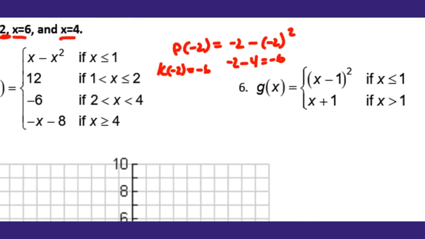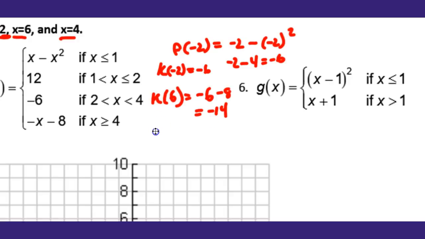Alright. Now, we do k of 6. And you've got to ask yourself, where does 6 fall? Well, looking at it, I see that 6 is greater than or equal to 4. So I plug it into this one. So that's -6, because it's negative right here, minus 8. And that gives me -14. So k of 6 gives us -14.